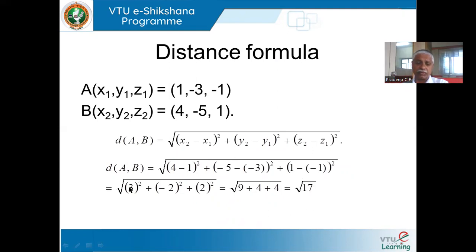So this is 4 minus 1 whole square. It's 3 square. That's the easy part. This one is minus 5 minus minus 3. Minus minus 3 means plus 3. Minus 5 plus 3 is minus 2. So I write down minus 2 whole square. 1 minus minus 1 is 1 plus 1, which is 2, 2 square. So 3 square plus minus 2 whole square plus 2 square. But minus 2 whole square is the same as 4. 3 square is of course 9 and 2 square is of course 4. So 9 plus 4 plus 4, which is 13 plus 4, 17. Root 17 is the distance between these two points. That is what we have concluded from this formula.